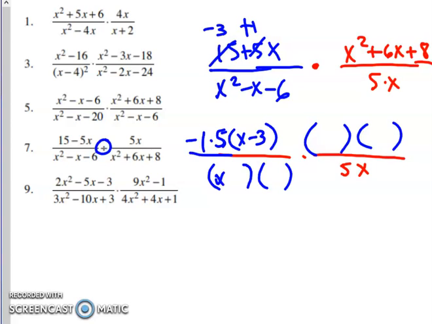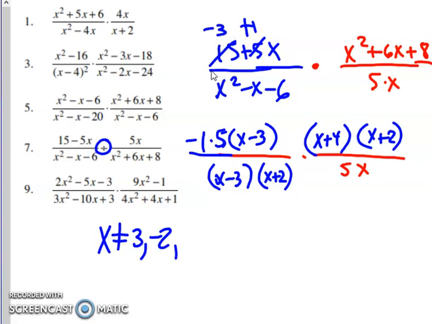And then in the denominator, x minus 3, x plus 2. And the top, we have x plus 4 and x plus 2. So hopefully you see the advantage of taking that negative out, changing the sign on the 15 to make it a -3, and making that negative x become a positive x. So our restrictions on our domain is x cannot equal 3 for the first one, -2 for the second, and 0 for the last one.